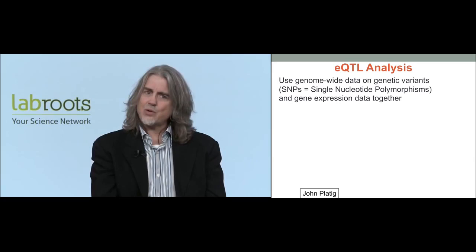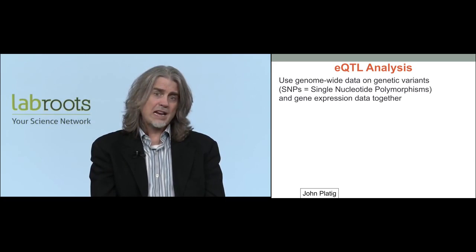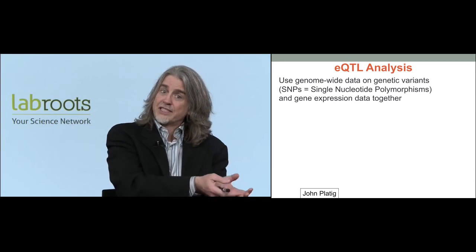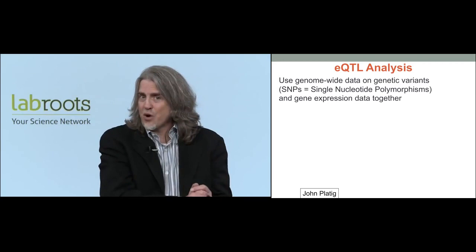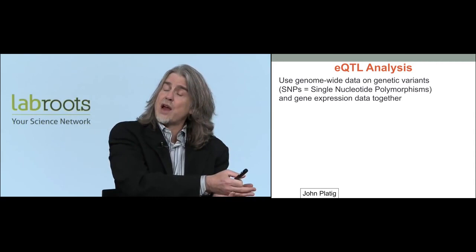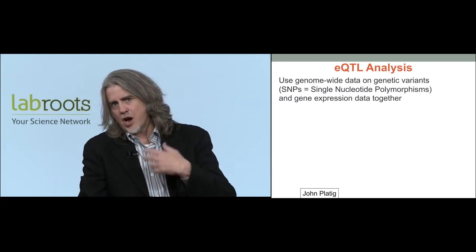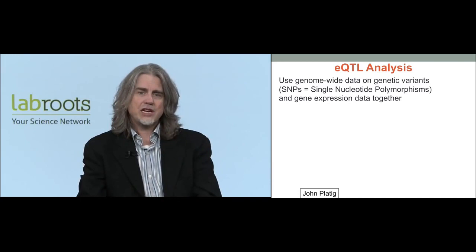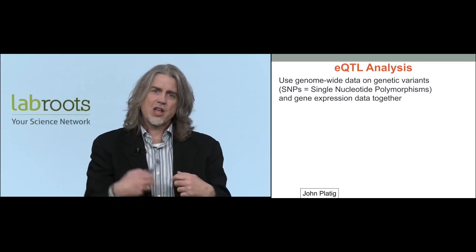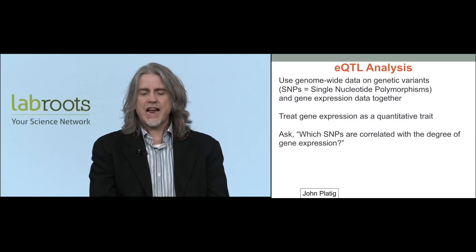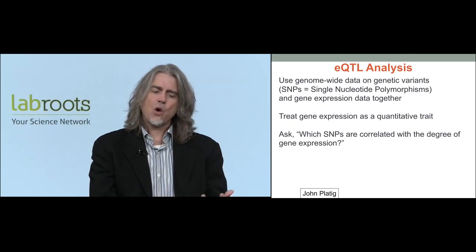So about 15 years ago, a variety of different groups realized that they could generalize the quantitative trait locus analysis that Steve Tanksley and his colleagues developed in the 1970s to study the medically important problem of tomato breeding, where you could measure quantitative traits and associate those traits with the presence or absence of different genetic variants. So about 15 years ago, a number of groups recognized that each one of the 25,000 or so genes in the genome could be treated as a quantitative trait. So we measure their expression levels, we look at the genetic background in each individual, and we do a regression analysis to ask the question, which SNPs, which genetic variants, are correlated with the degree of gene expression for each one of the genes we want to study.